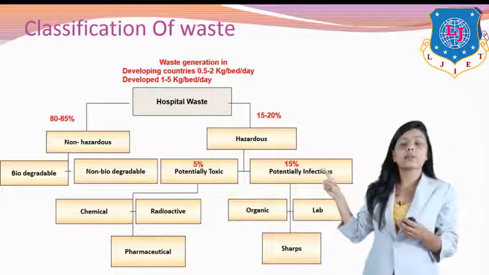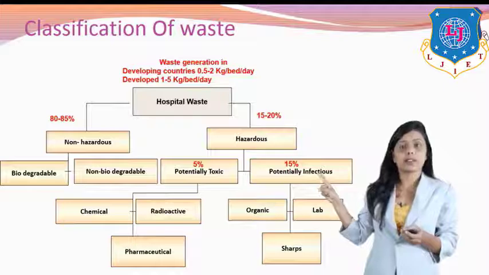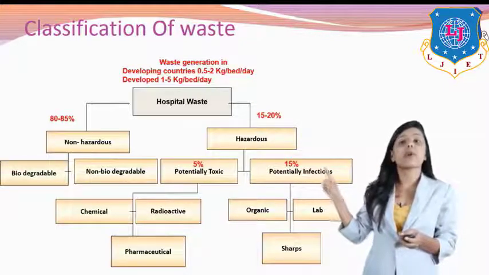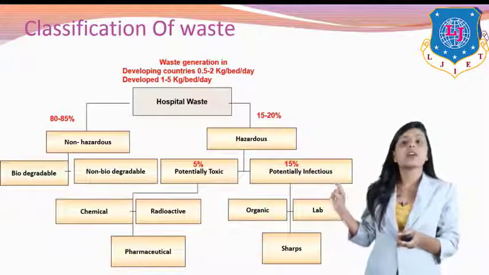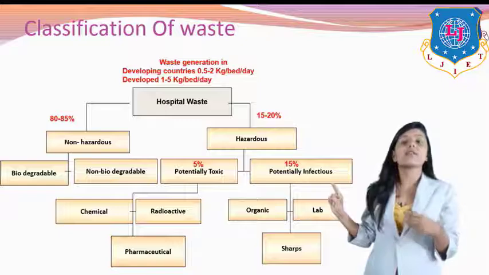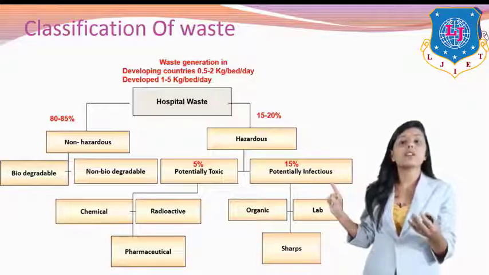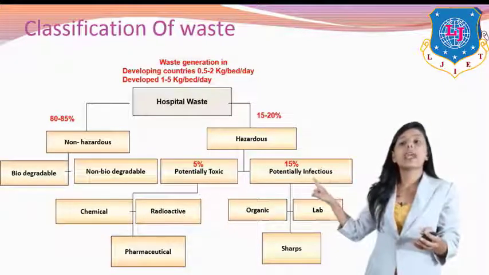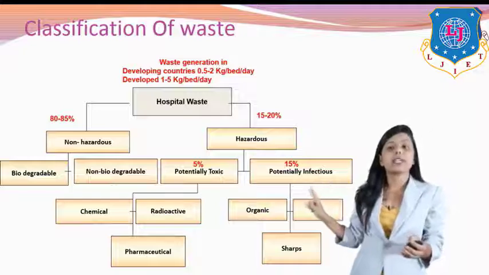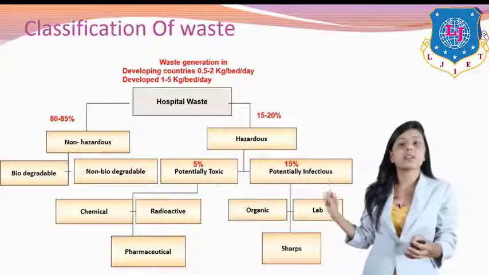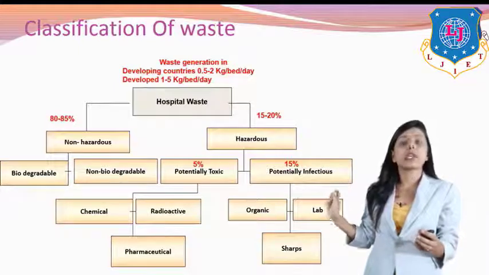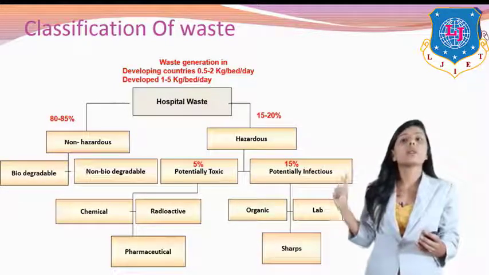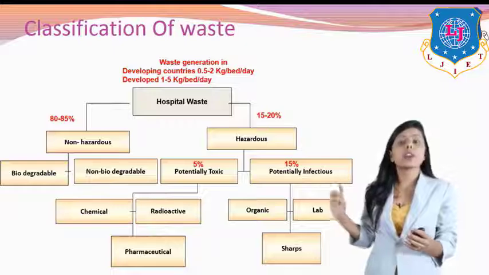Toxic waste is known as poisonous waste. Potentially toxic waste is a waste which is very poisonous, and potentially infectious waste is a waste which can cause infection to other human beings or animals. Chemical and radioactive waste are known as toxic waste because they are poisonous, and pharmaceutical waste is also known as toxic waste. What is potentially infectious waste?